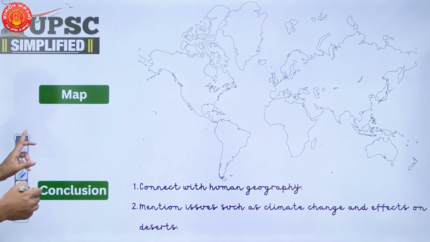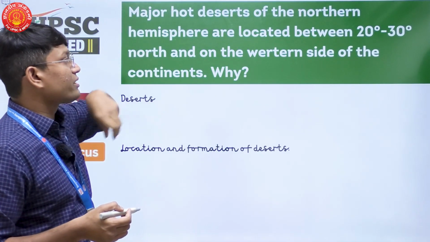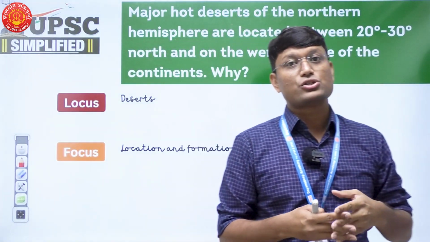So with this, we complete one more question in which we have discussed the location of deserts at 20 to 30 degrees north and on the western margins of the continent.